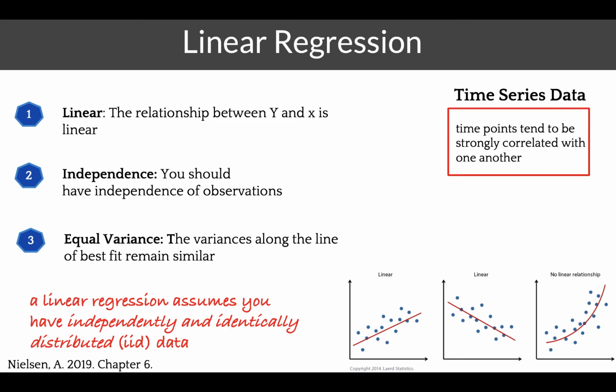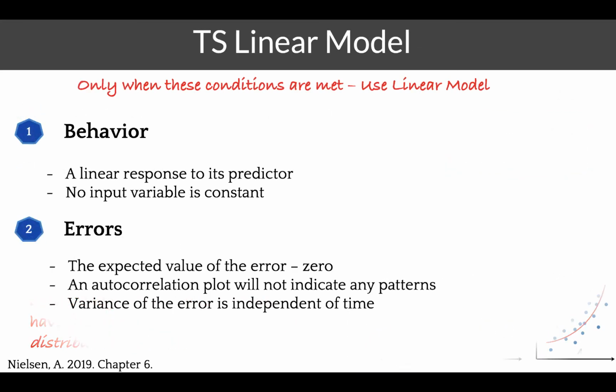However, in time series data, points near in time tend to be strongly correlated with one another. So can we use a linear regression to model time series data? In fact, linear regression can be applied to time series data provided the following conditions are met. Assumptions with respect to the behavior of time series: the time series has a linear response to its predictor, and no input variable is constant over time or perfectly correlated with another input variable.